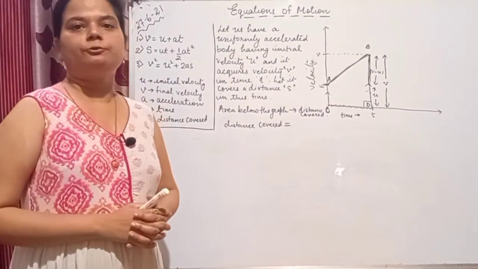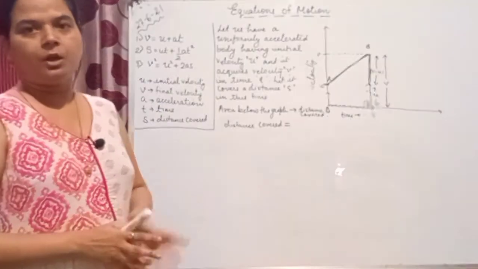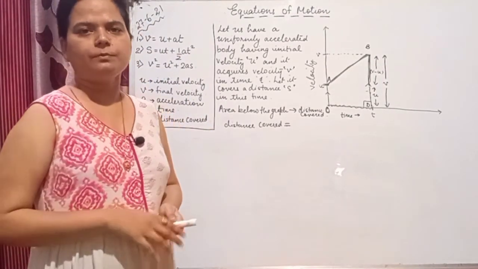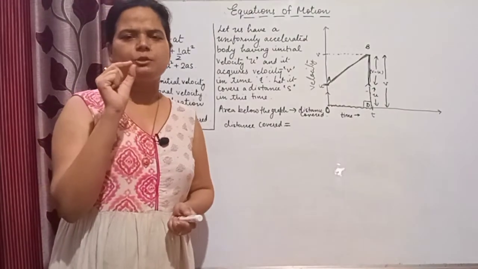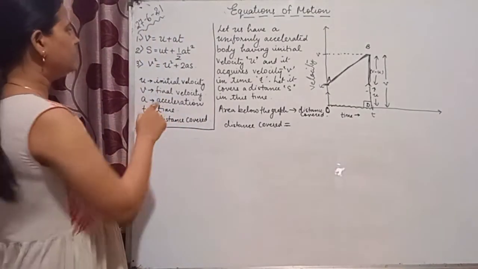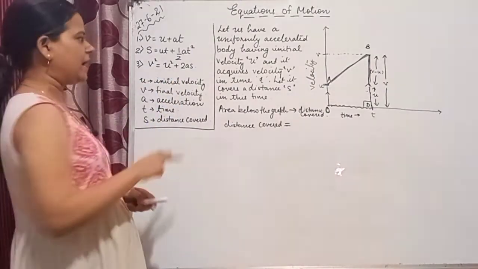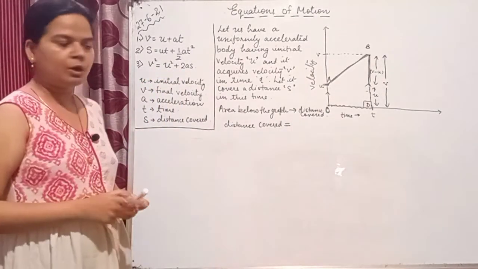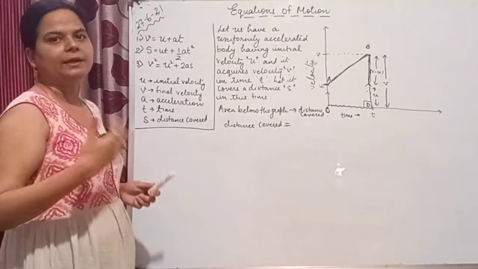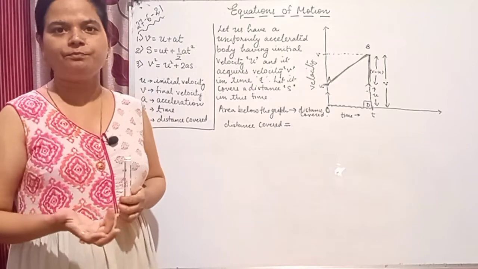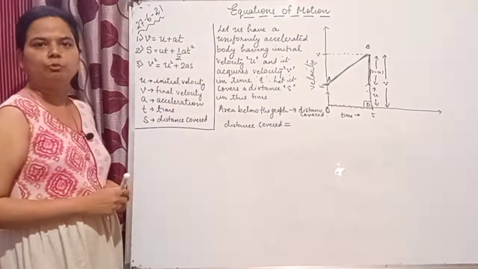Now let us move to the third equation of motion. Before starting the derivation, we will take a small step. In the third equation of motion, we can see that time is missing. Time is not given in this equation. So let us find out what value we are going to place instead of time, from the first equation of motion itself.